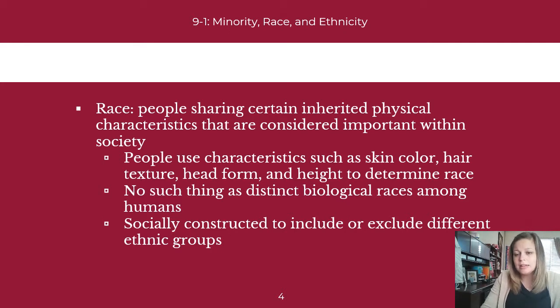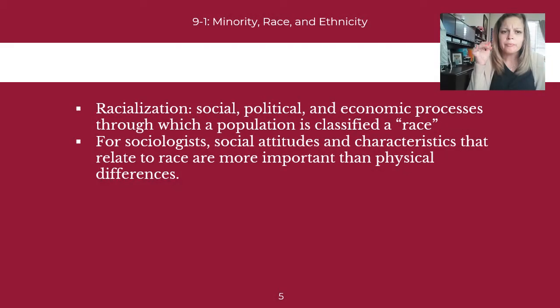So what you see as one race has historically changed over time. Okay, well, do we include this ethnic group in that race, or do we not include them? And so race is a fairly fluid thing, even though we see it as a very structured thing in our society. Racialization is the social, political, and economic process through which a population is classified as a race. Again, we kind of made up what race is and who's included in what race, and that process is racialization.